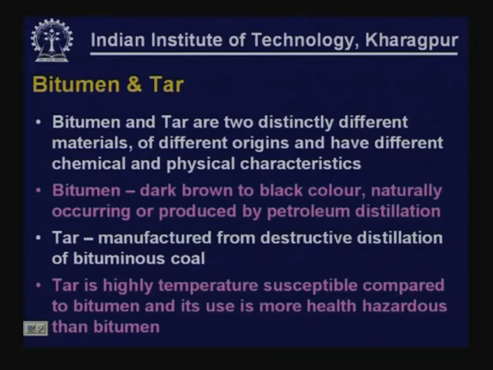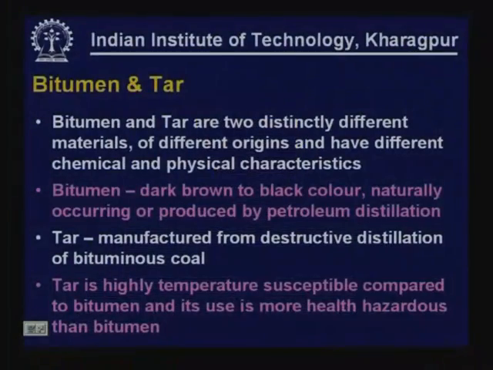Tar is very highly temperature susceptible compared to bitumen, and its use is more health hazardous compared to the use of bitumen. We use the term temperature susceptibility. We will be discussing this term in greater detail in subsequent slides. What we mean by temperature susceptibility is that the properties of tar change more significantly with variation in temperature compared to what would happen to bitumen for a similar variation in temperature.